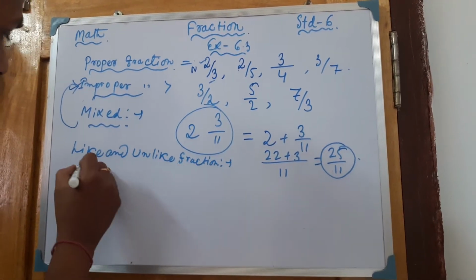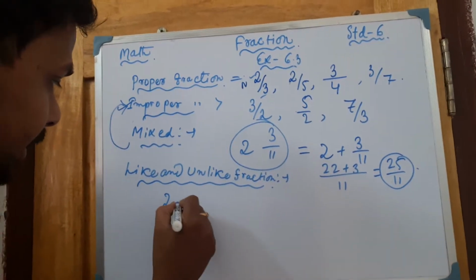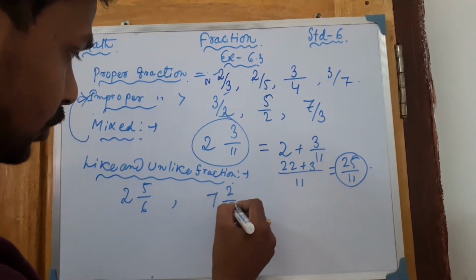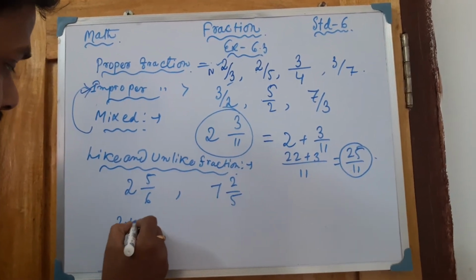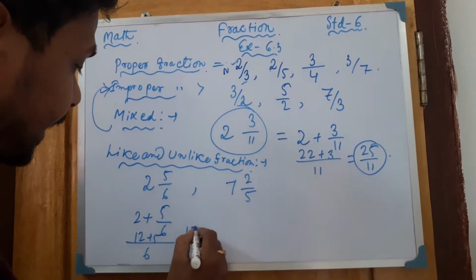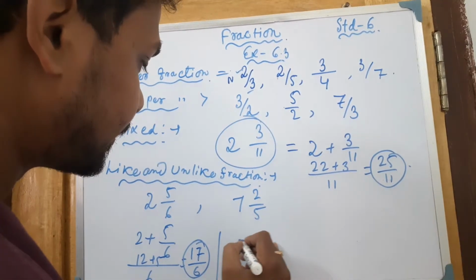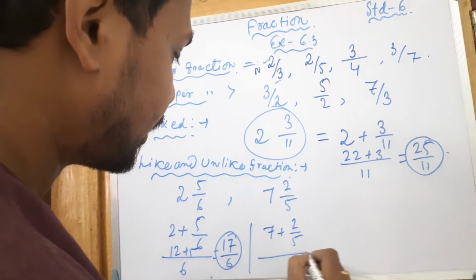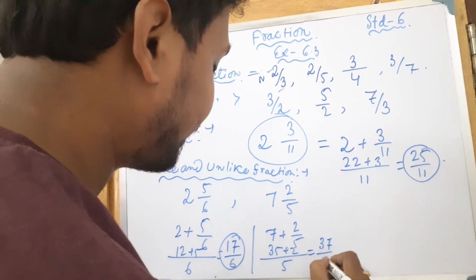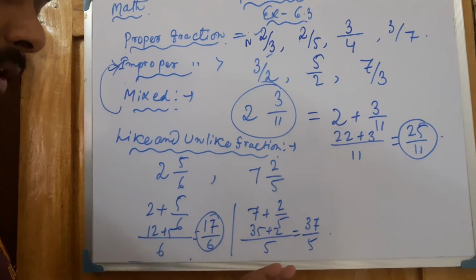Like and unlike fractions, if you talk about them, then I'm just telling you examples here. Suppose one example is given, 2 whole 5 by 6, and the second one is given, 7 whole 2 by 5. So it can be written this way: 17 by 6, and here it can be written as 7 plus 2 by 5, so 37 by 5.